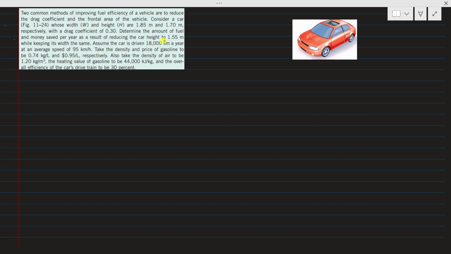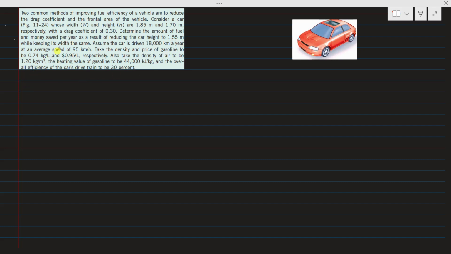You can see that the height of the car is reduced to 1.55 meters. Why are we doing so? Because to reduce the consumption of fuel, and reducing fuel consumption will obviously give you savings in terms of money. So let's solve this example, and then we will see how much saving we can get if we reduce the height of the vehicle to 1.55 meters.